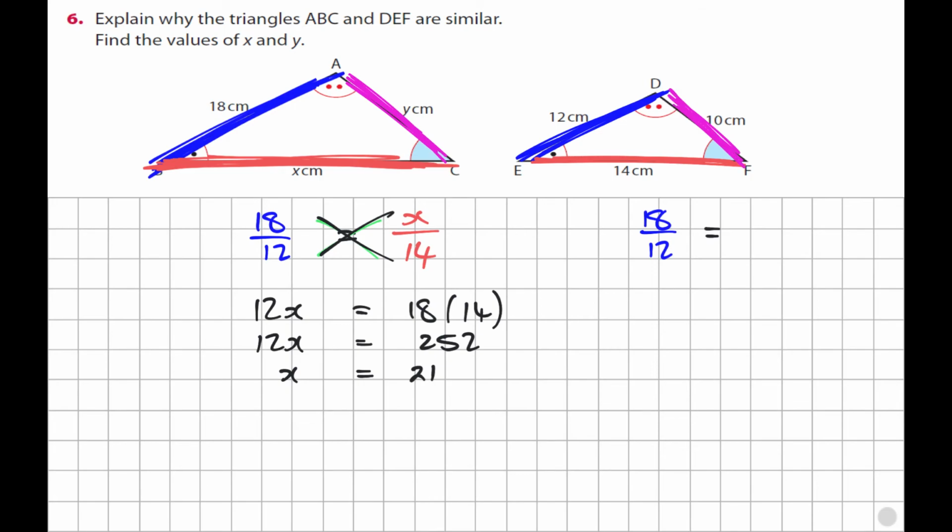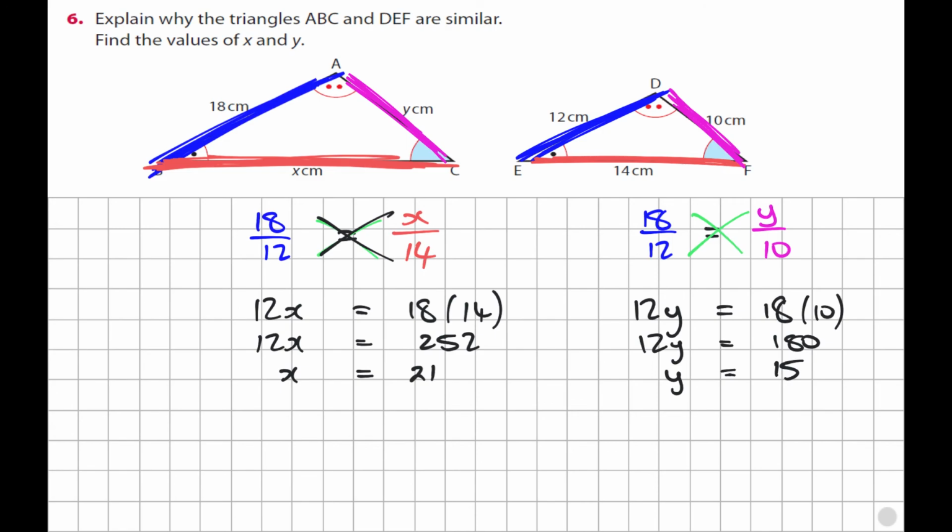So the 18 maps onto 12, the same way that y maps onto 10. So I can put y over 10. Okay, I've got two fractions equal to each other, so I'm going to cross multiply. So 12y will be equal to 18 times 10. So 12y will be equal to 180. So y will be equal to 180 divided by 12, which gives us 15.